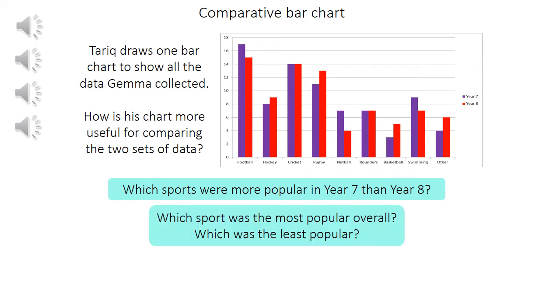We can see that the most popular overall was football for both year groups, but the least popular was different for different year groups, but overall I would say basketball was the least popular. But the least popular for Year 7, definitely basketball. Least popular for Year 8 was netball.